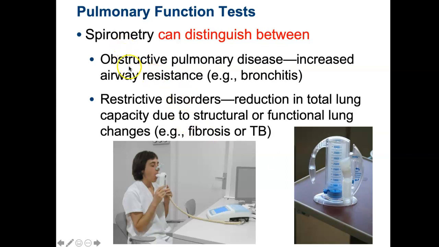So some of the things that we can look for: if you have an obstructive pulmonary disease, right? If something is increasing your airway resistance, you're not going to be able to take as deep a breath or exhale as deep of a breath, something like bronchitis, right? You could also have some sort of functional lung issue. What if you have fibrosis of the lungs so they're not as spongy, right? What if you have TB, bacterial infection in your lungs? That's going to reduce the ability for you to inhale and exhale deeply.